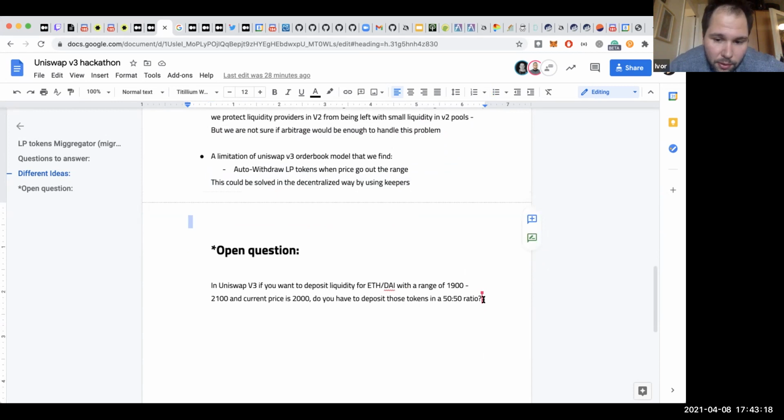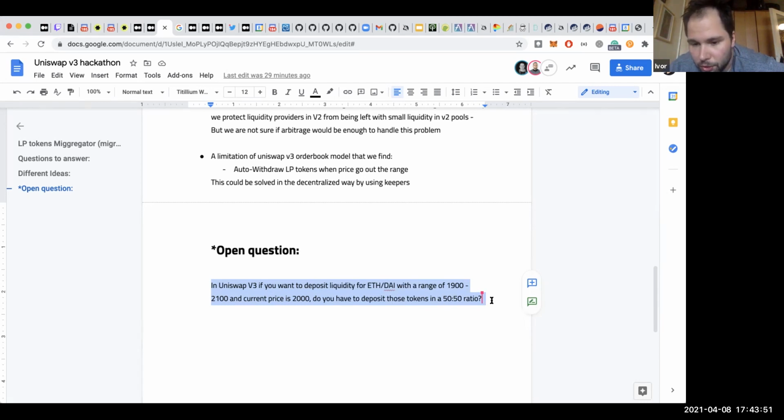And yeah, that's it. This is one question that we also asked on Telegram and on Discord, and didn't get an answer for. And we were wondering what the answer is. I can read it quickly. If you want to deposit liquidity in a pool with a range of 1900 and 2100, and the current price is exactly in the center, do I have to deposit those tokens in a 50-50 ratio? Yeah, so we are waiting for an answer.